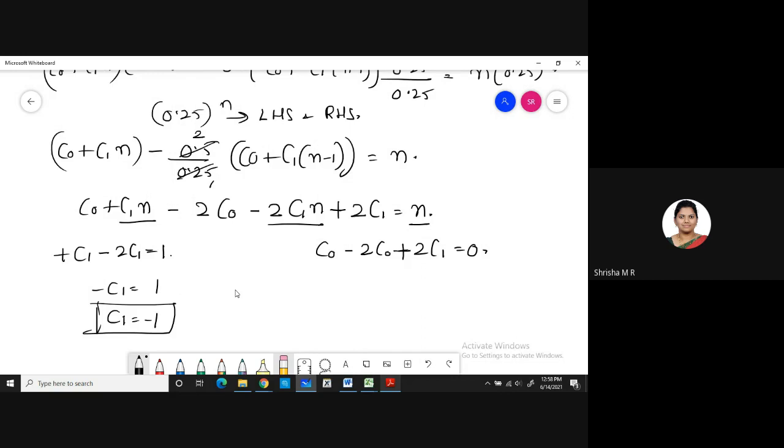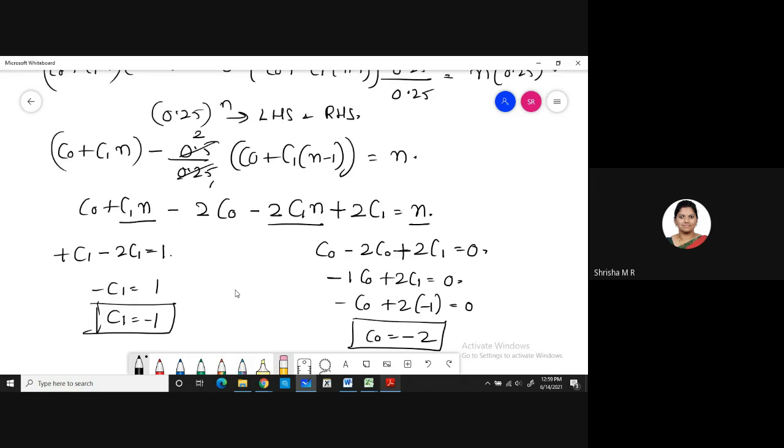So what is C0? You have minus 1 C0 plus 2 C1 is equal to 0. So minus C0 plus 2 into minus 1 is equal to 0. So C0 will be equal to minus 2. Got it? Clear, everyone? We are comparing the coefficients of power of n.